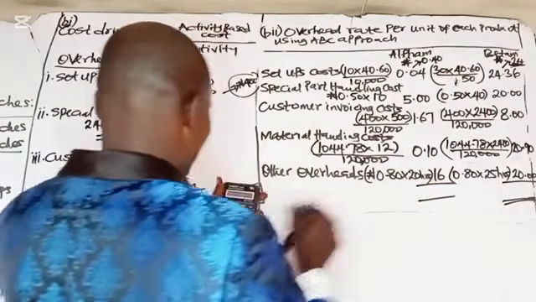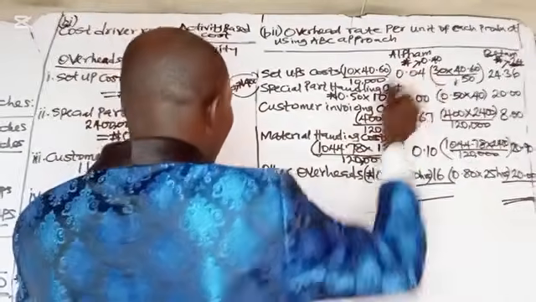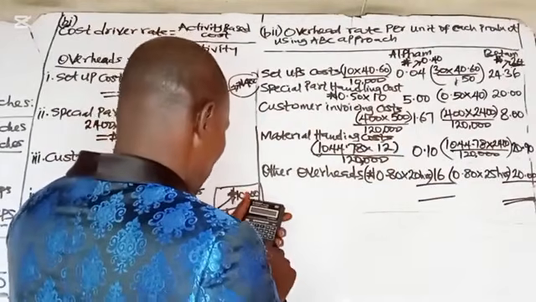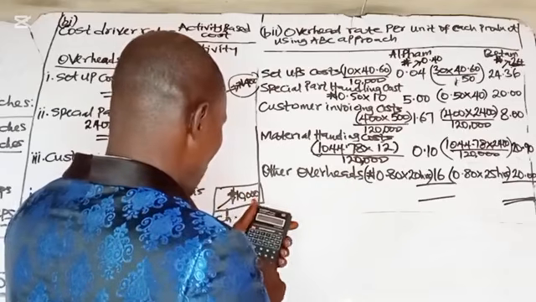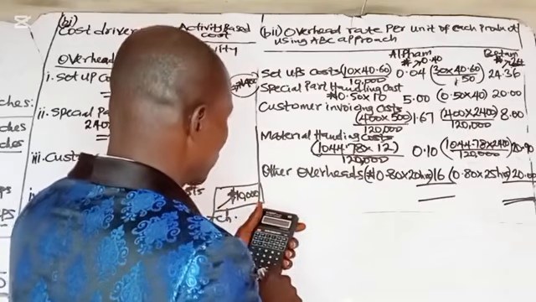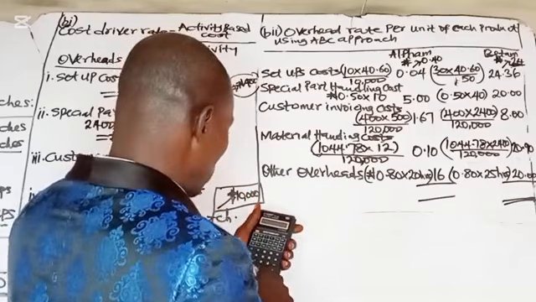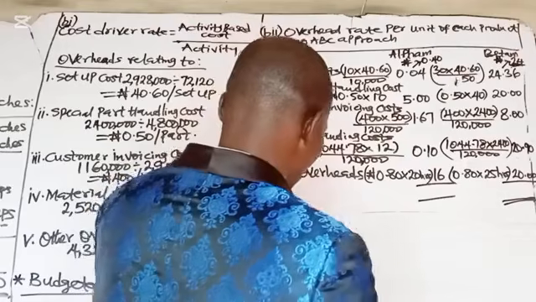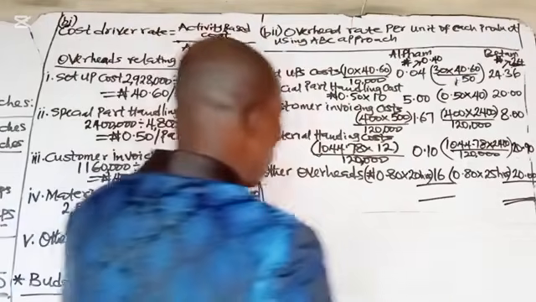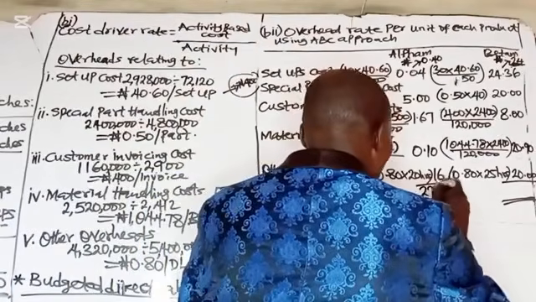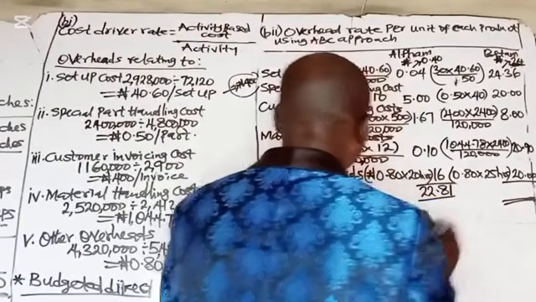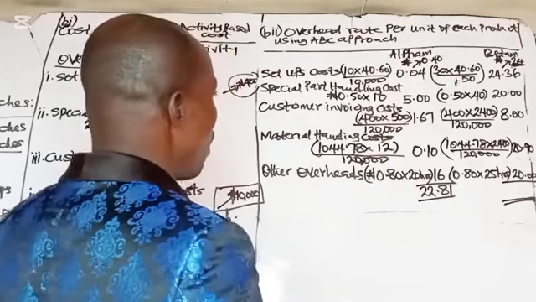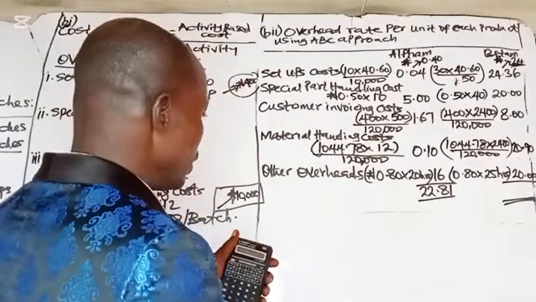So let's sum up those costs. For Afarm, we have 0.04 plus 5 plus 1.67 plus 0.10 plus 16. We got 22.81 as the total. That is the overhead rate per unit for Afarm using ABC.